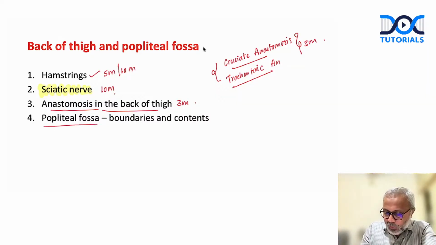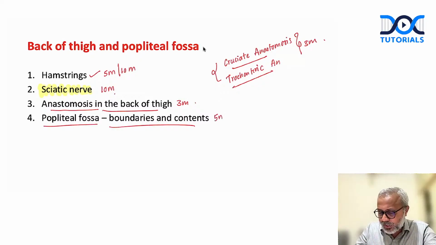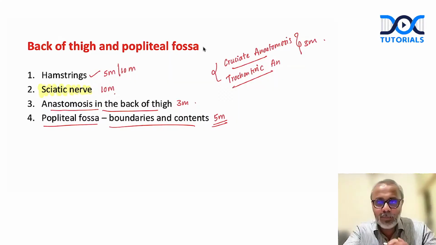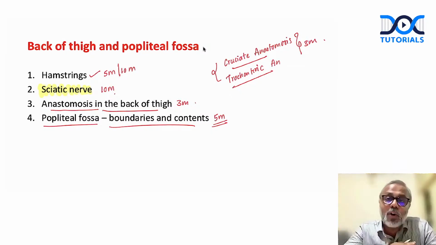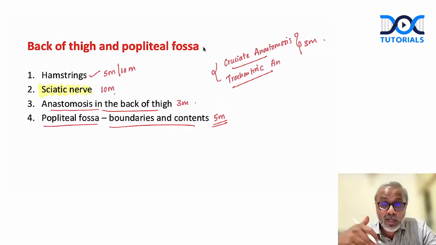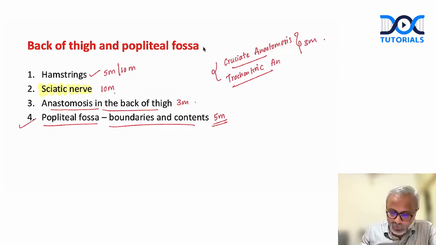Then popliteal fossa boundaries and contents, right? There is nothing much to write here. So this is more or less a 5-marker question. What is the popliteal fossa? What are the superolateral and the superomedial boundaries? What are the inferolateral and inferomedial boundaries? What structures form the roof and floor? Then how the structures are arranged in the upper part of the fossa, middle part of the fossa, lower part of the fossa. This could be the question.